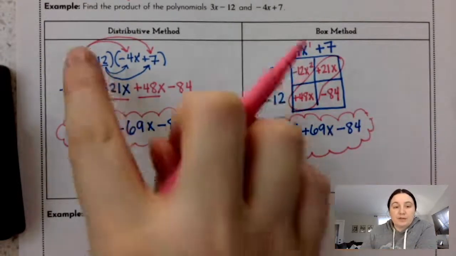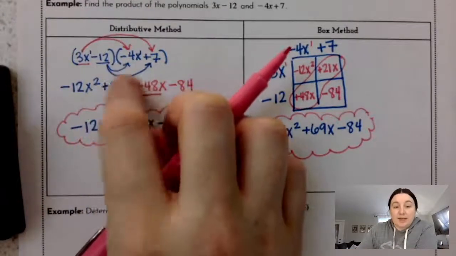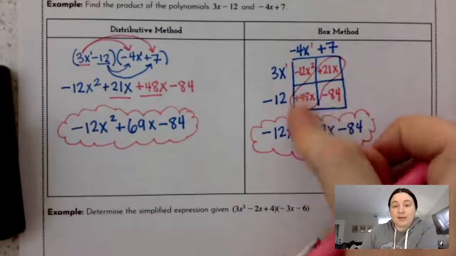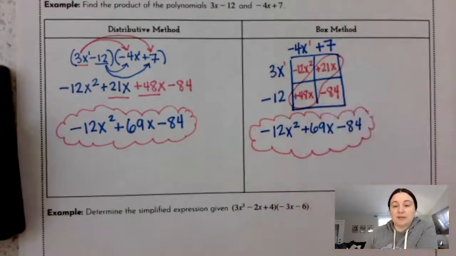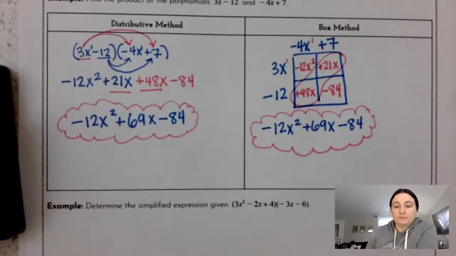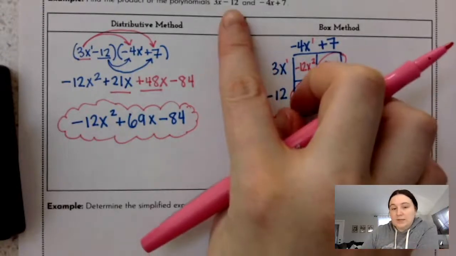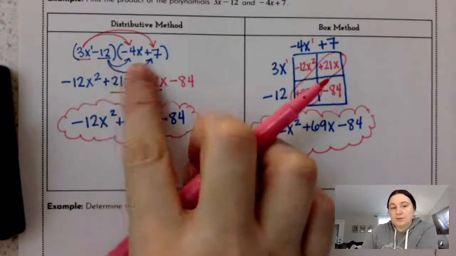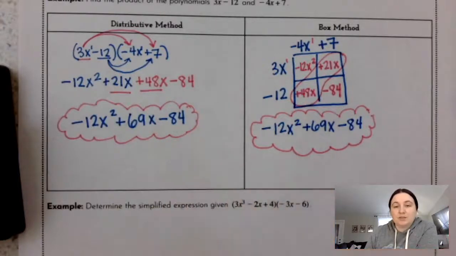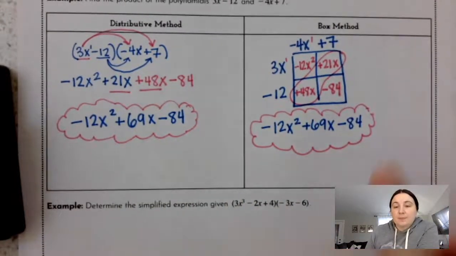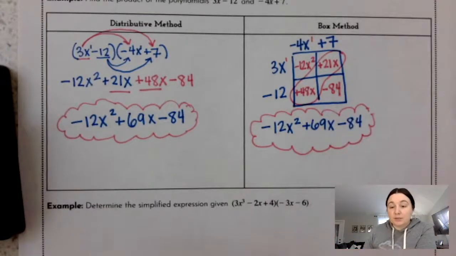So the distributive, you distribute each piece, you draw a lot of arrows. The box, you draw a box, put them on the outside, and multiply to get the inside. Now for ones that are a 2 by 2, so 2 terms and 2 terms, it's pretty equally easy to do each of these methods. The box method starts to come in handy when you start to get bigger.